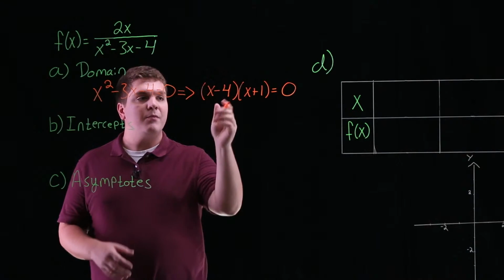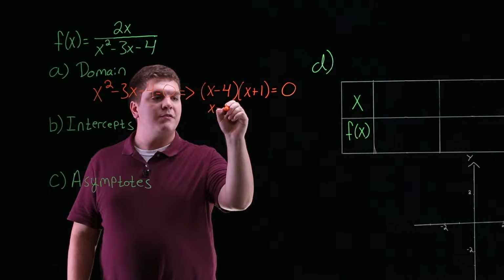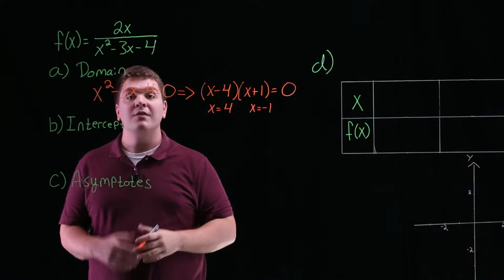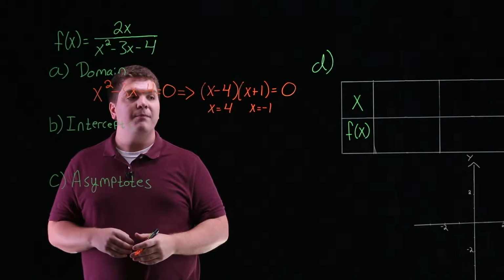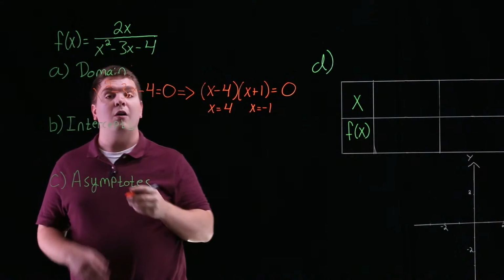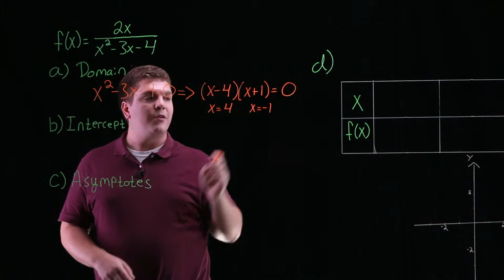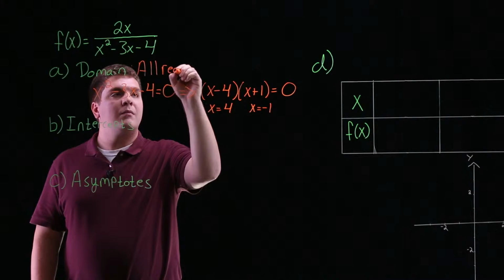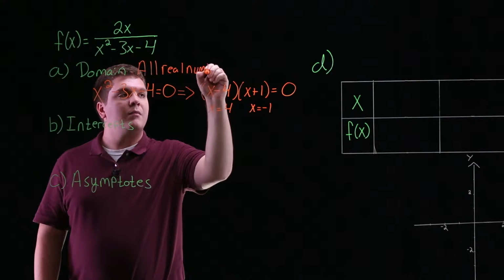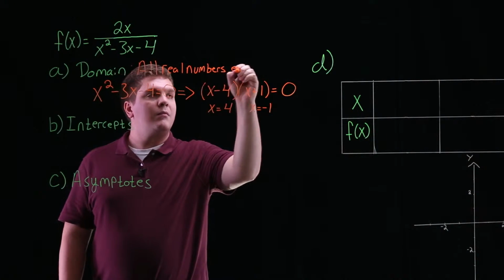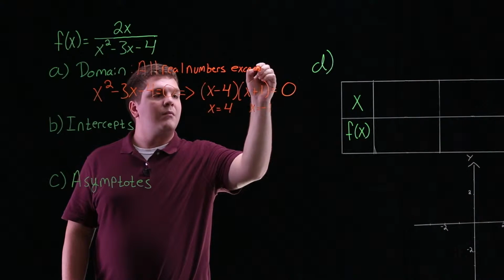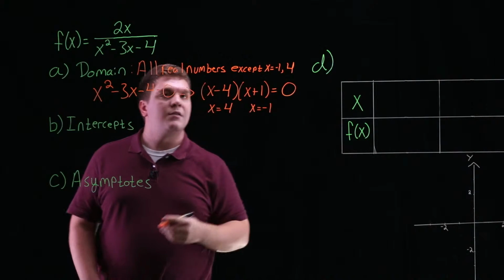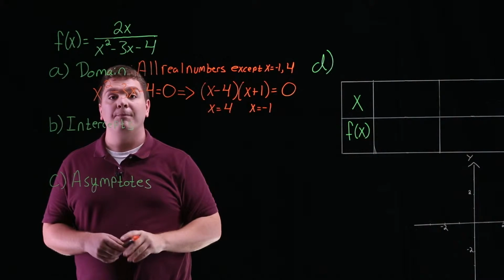So if we solve this equation, we'll see that we have x is equal to 4 and x is equal to negative 1. So what this tells us is that our domain is going to be all the x values, or all real numbers, except for x equals 4 and x equals negative 1.